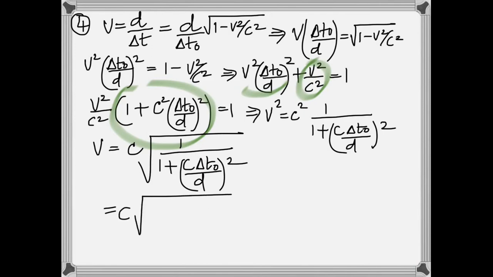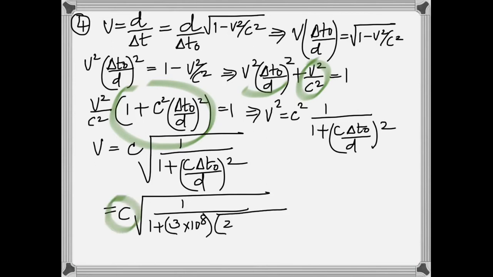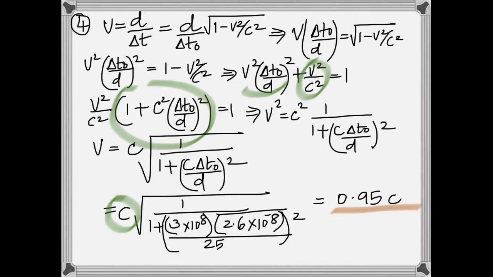Now, plug in the numbers. We're leaving c as it is because you're going to get the velocity in terms of c, and that is how you have to have the answer. So delta t naught was given, and you have d, so the final answer is 0.95 c.